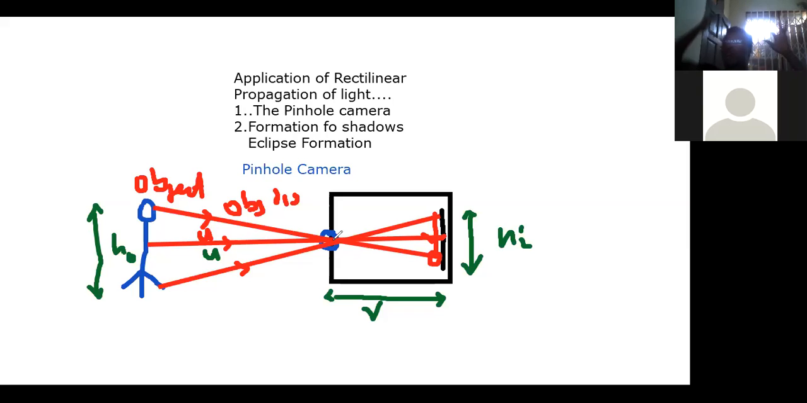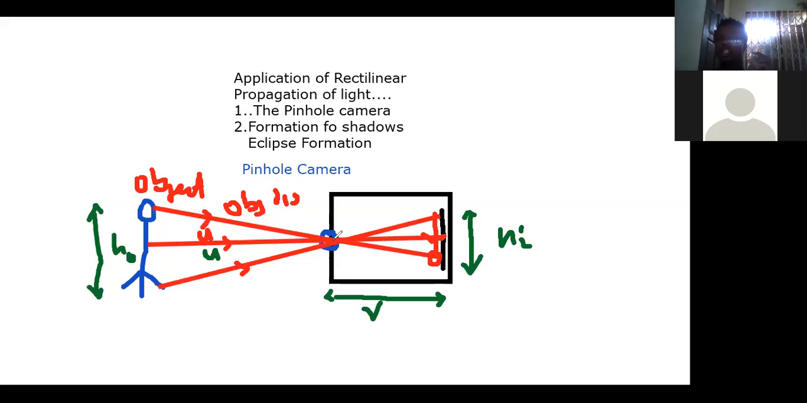Now let's talk about characteristics of images formed by a pinhole camera. We are saying that images normally formed by a pinhole camera are real. And when we say images are real, that means these are images that can be gotten. When I take you a picture with my camera, you can get the picture. You can print the picture. You can get the picture in a soft copy. So when we say images are real, that's what we mean. And these are images formed on a screen, so they are real.